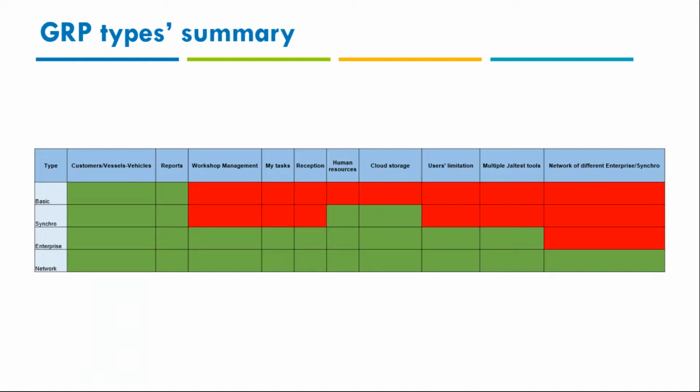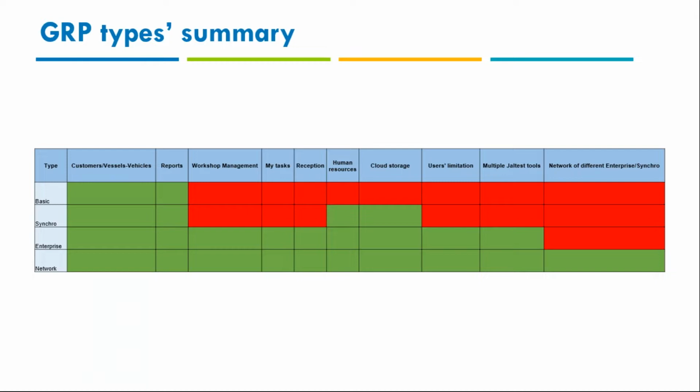For example, you have a vehicle, vessel, or wherever. Normally you go to a specific location, but then you change and you go to another one from that network, and that technician will be able to have and retrieve all the information from the other shops. So that's why GRP is so useful.